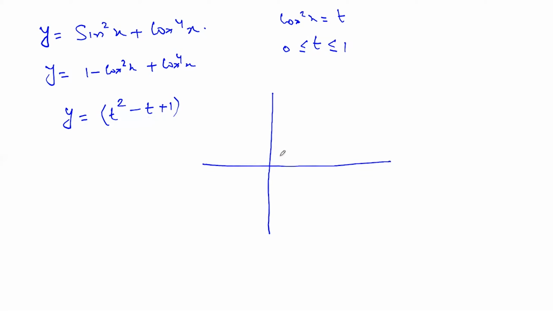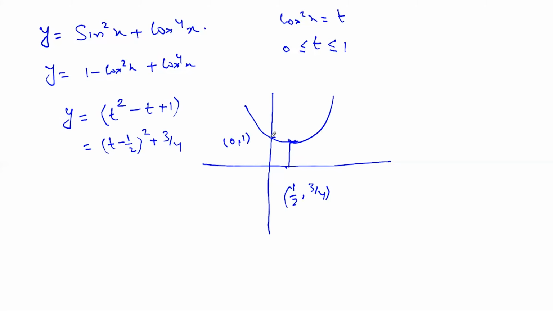So at x is equal to 0, we can write the function as t minus half the whole square plus 3 by 4, completing the square. So at 1 by 2, this will be 3 by 4. At 0, this will be 1. This is the value at x is equal to 0, we are getting 1. And at half we are getting 3 by 4.